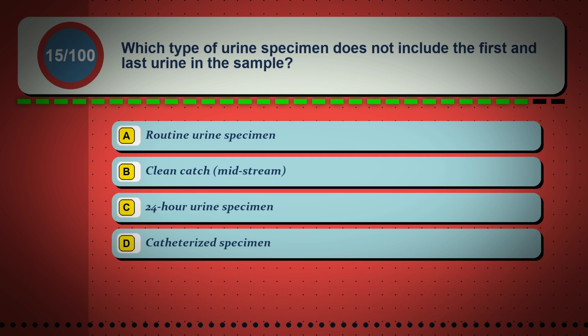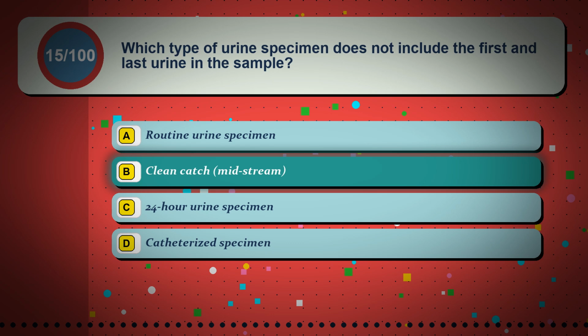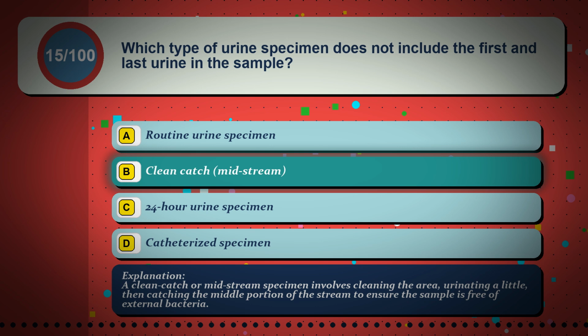Question 15. Which type of urine specimen does not include the first and last urine in the sample? Option A. A routine urine specimen. Option B. A clean catch, midstream. Option C. A 24-hour urine specimen. Option D. Catheterized specimen. The correct answer is option B. Clean catch, midstream. A clean catch or midstream specimen involves cleaning the area, urinating a little, then catching the middle portion of the stream to ensure the sample is free of external bacteria.